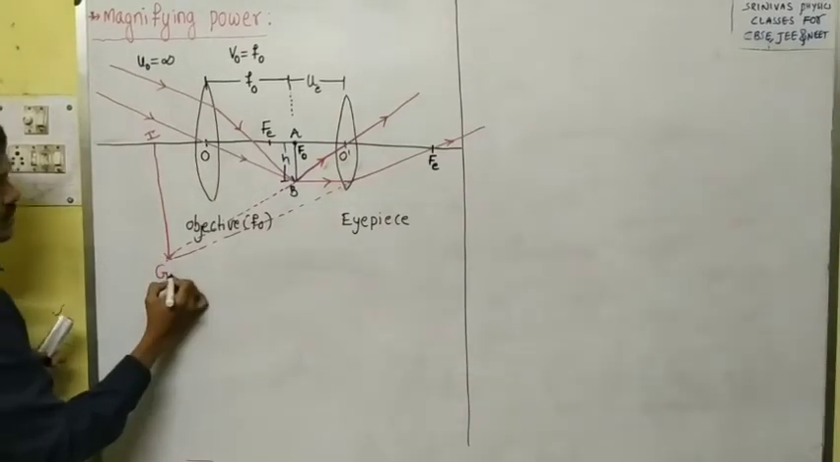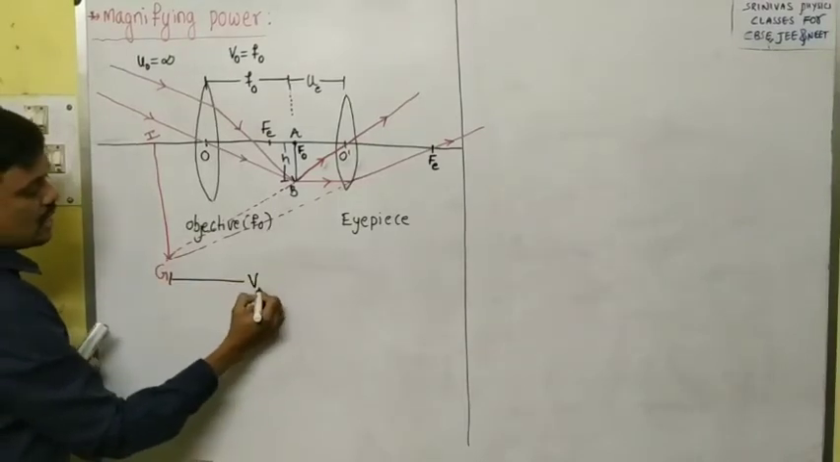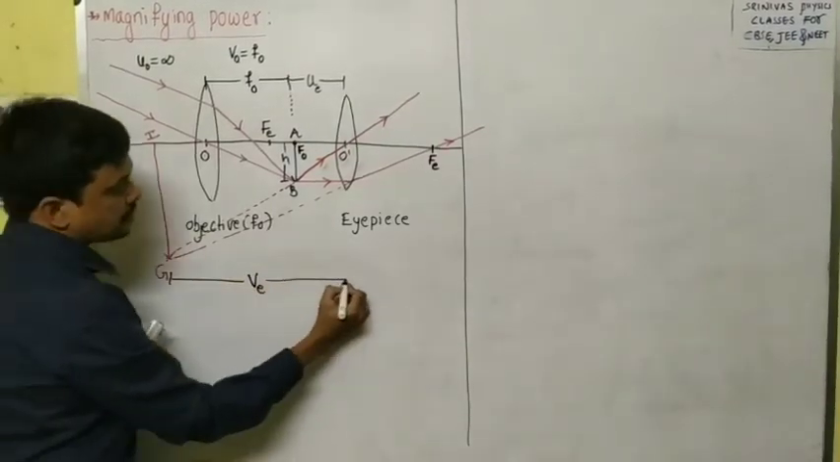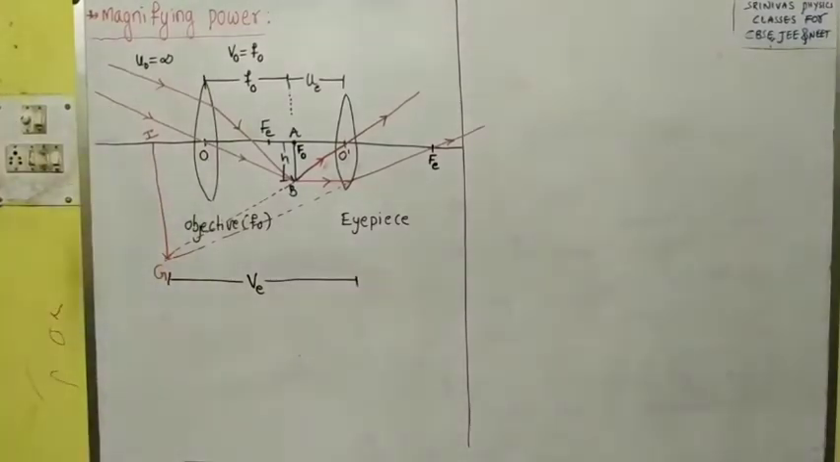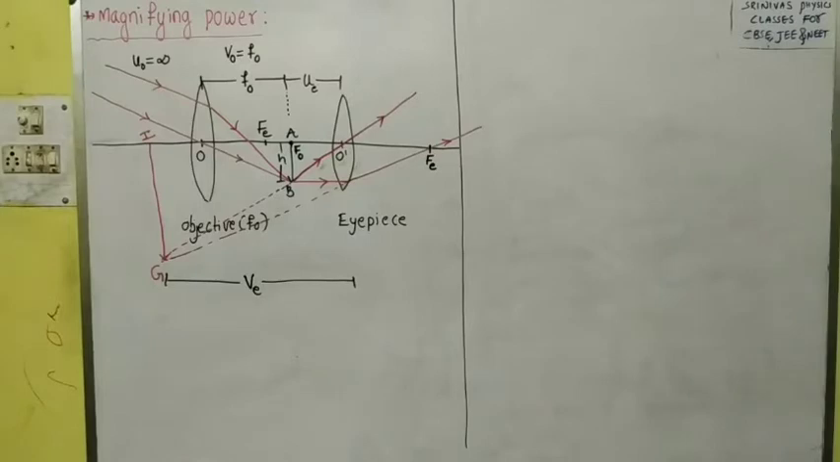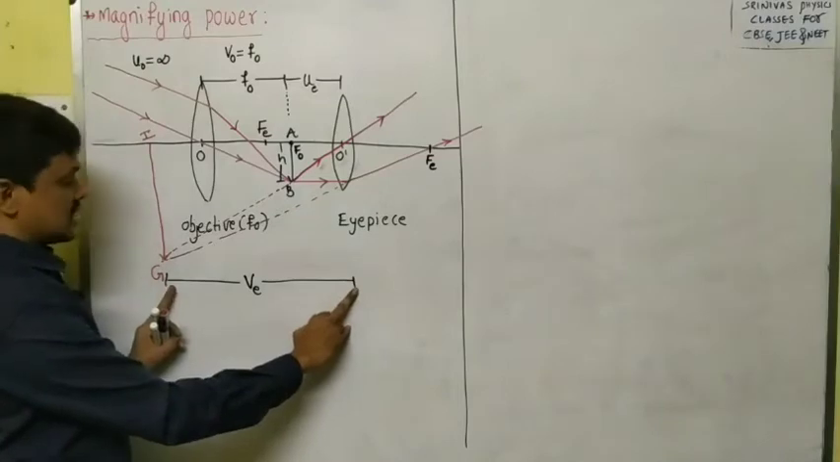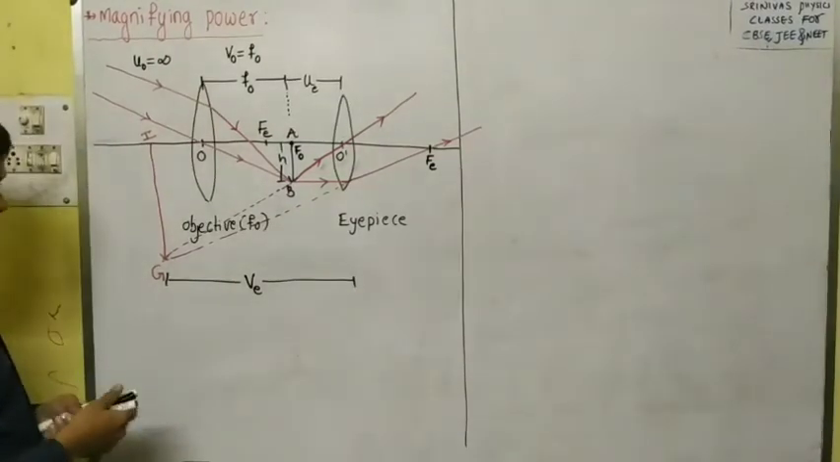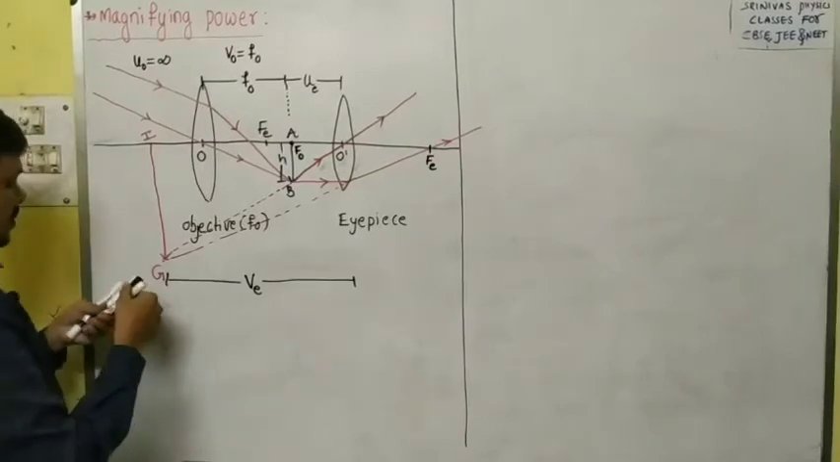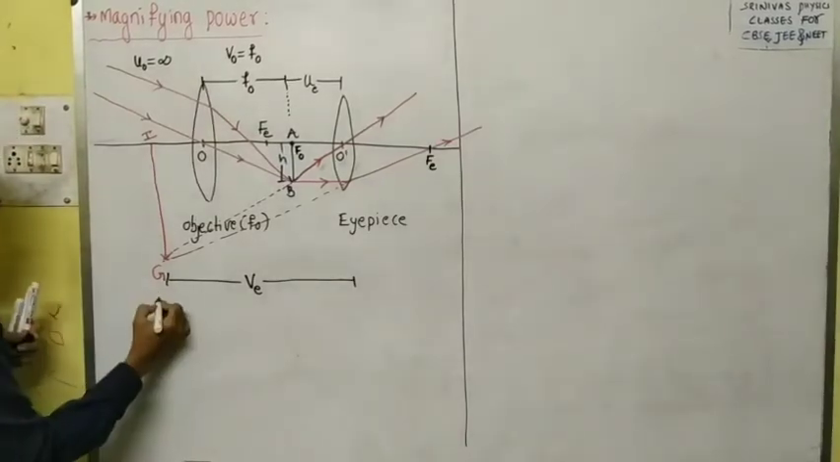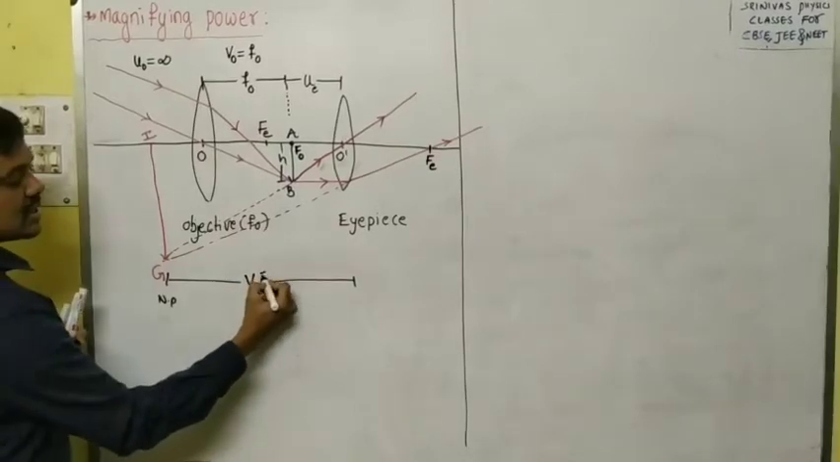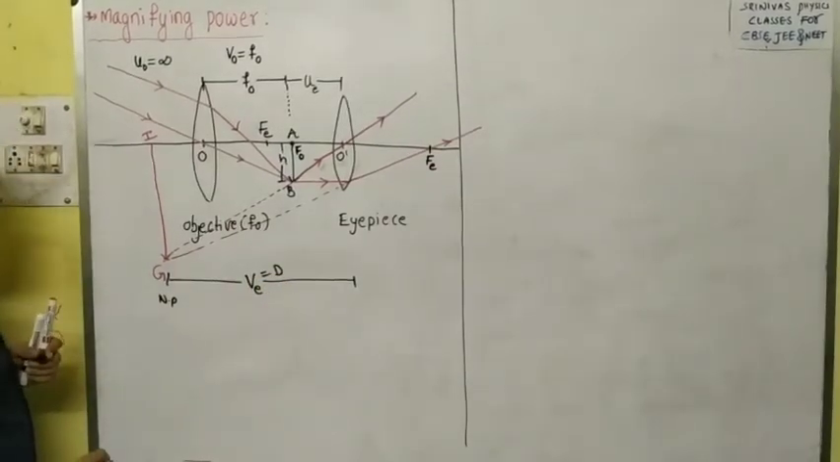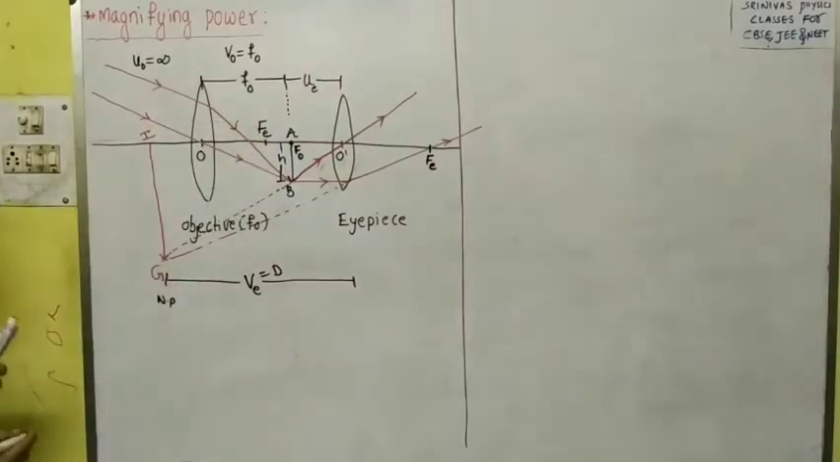Now what is the image distance? You see the picture. The image distance for the eyepiece is V E, whatever it may be. If the image forms at the near point, it is at what distance? 25 centimeters. Then we can take V E as D. Okay, this is the image diagram when the image forms at the near point. And now let us go for the derivation.